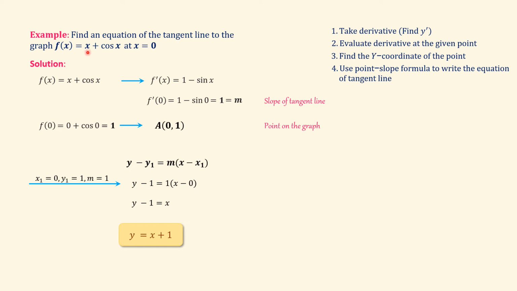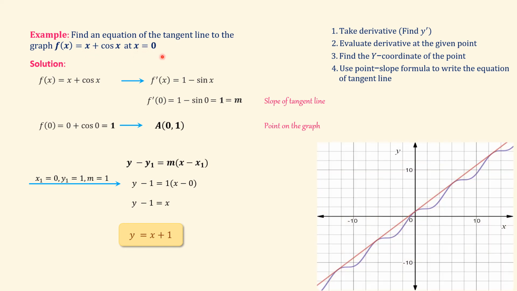Let me show you the graph of this function and its tangent line at this point. This curve here is x plus cosine x, and this is the tangent line to this curve at the point 0 and 1.